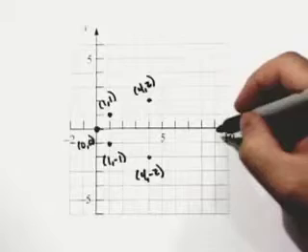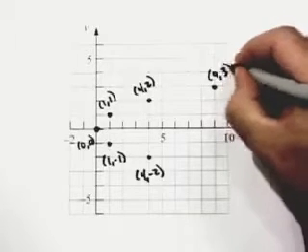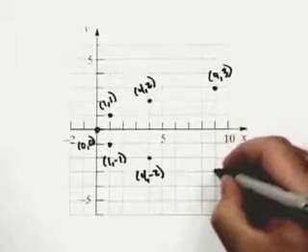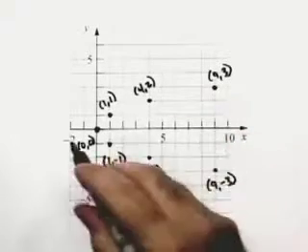And lastly, we found the point 9, 3. And from symmetry, the point 9, negative 3. So we have these 7 points plotted.